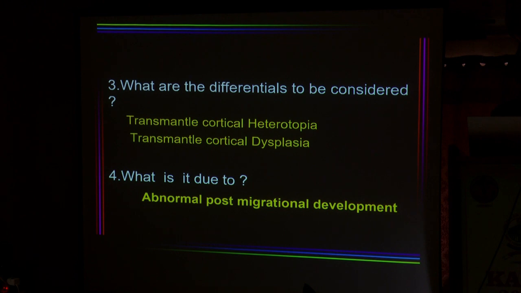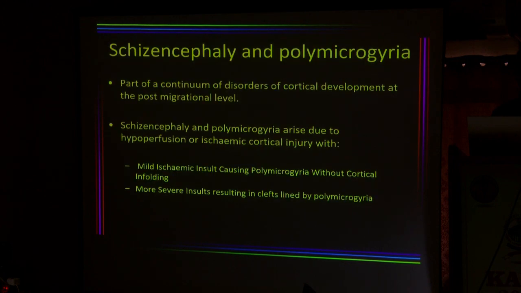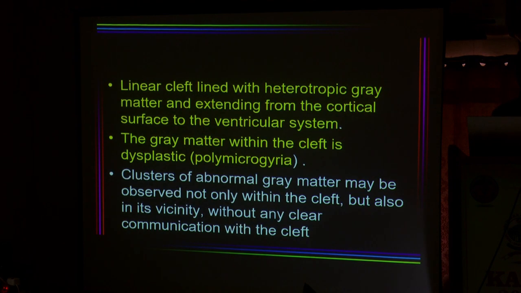The differentials may be a transmantle cortical heterotopia or a transmantle cortical dysplasia. The embryology behind it is abnormal post-migrational development. So basically, schizencephaly and polymicrogyria have an association due to impaired cortical development at the post-migration level. They basically arise due to hypoperfusion, and severe insults may result in clefts lined by polymicrogyria.